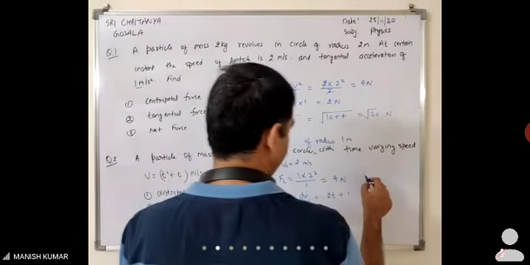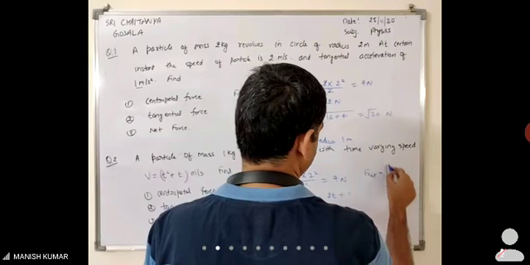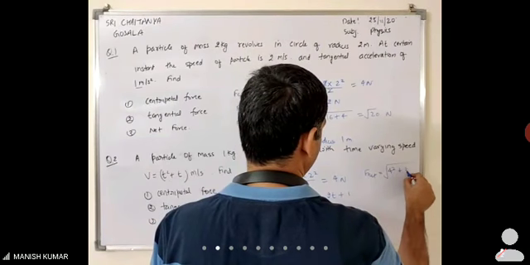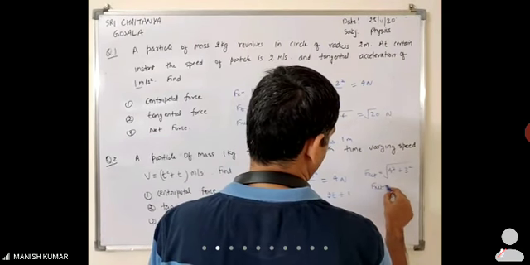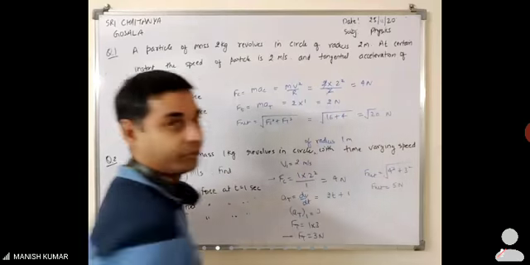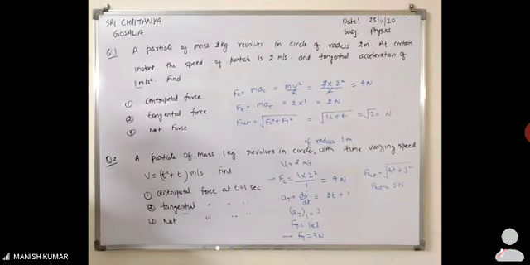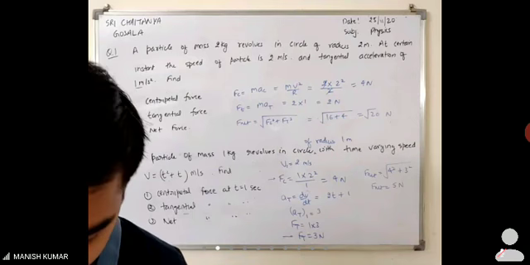Then they are asking the net force. So it is root of 4 square plus 3 square, so the net force will be 5 Newton. Understood? Let's take some more cases now.